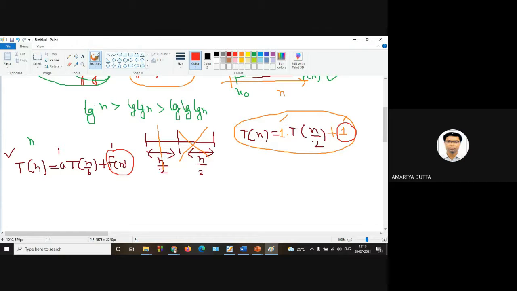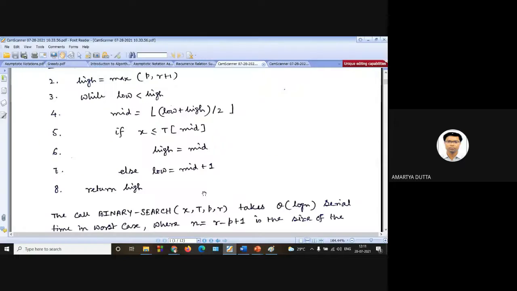Now what will be the recurrence relation for quick sort and merge sort? Any idea? Anyone? Okay, so what will be the complexity for binary search? Anyone? So log n. So log n is the complexity for binary search.